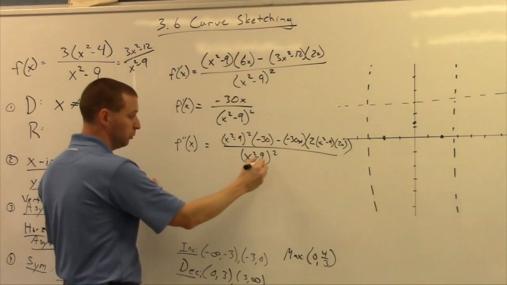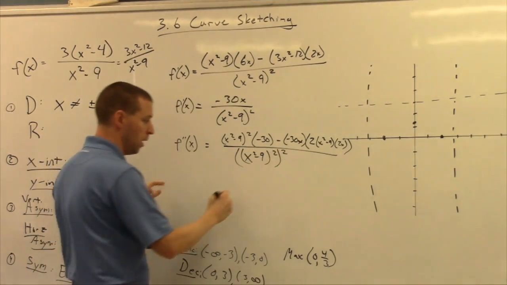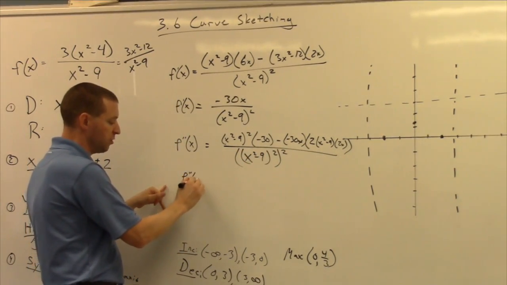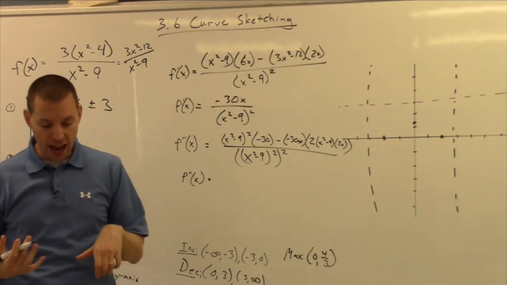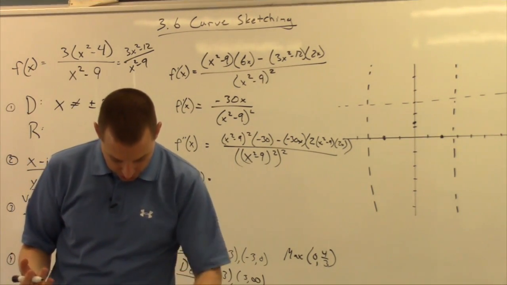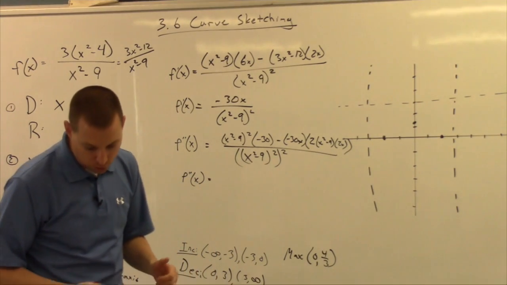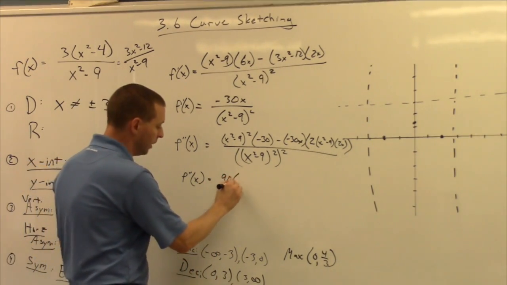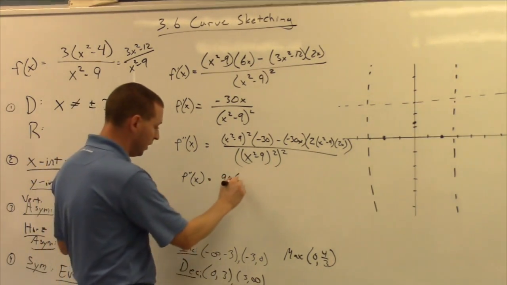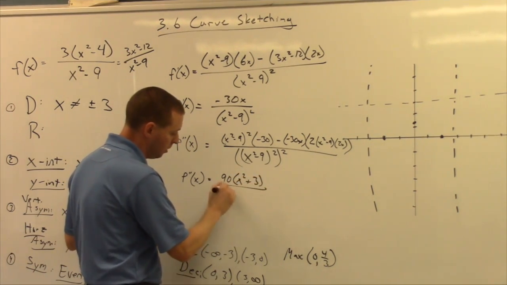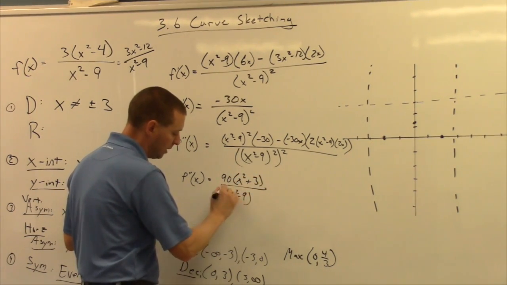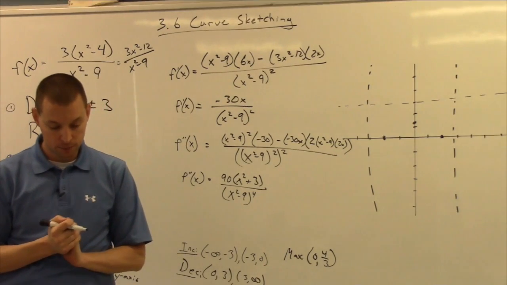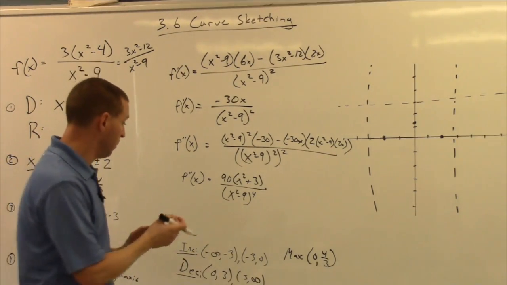So I'll do a little simplification for us, because again, I'll save you the algebra. I'll tell you what the second derivative is. When you simplify that down, you'll get 90 times the quantity x squared plus 3, all over x squared minus 9 to the fourth power. Sorry, to the third power.